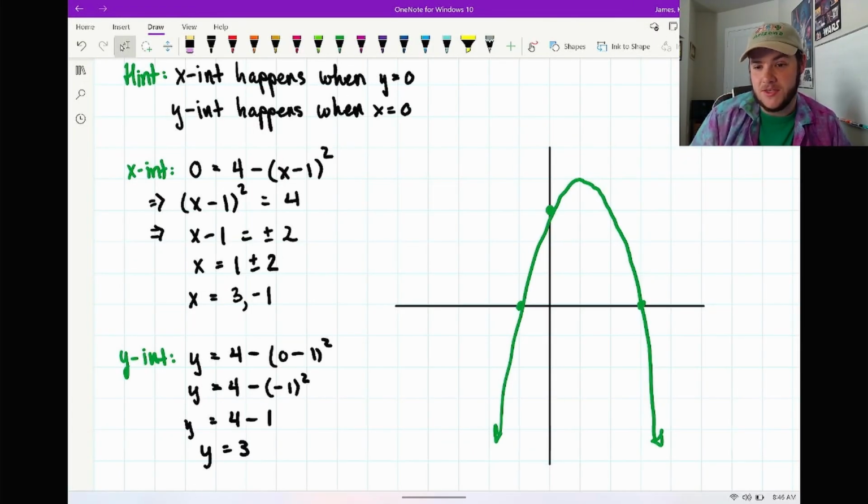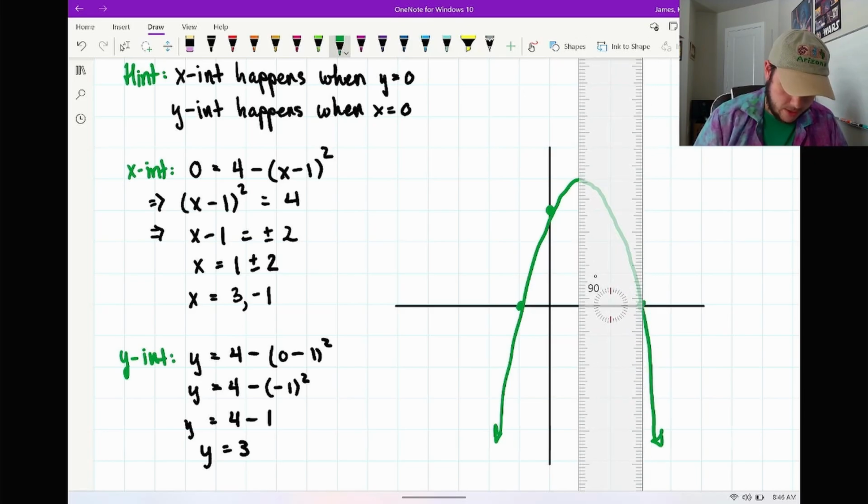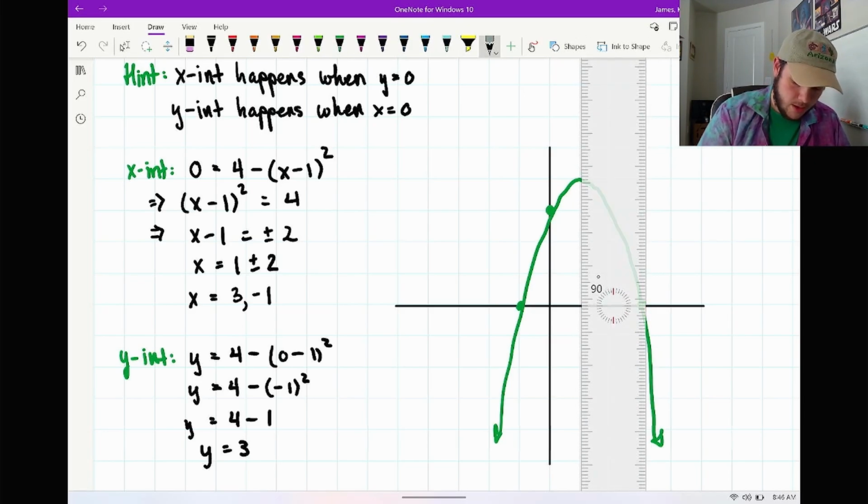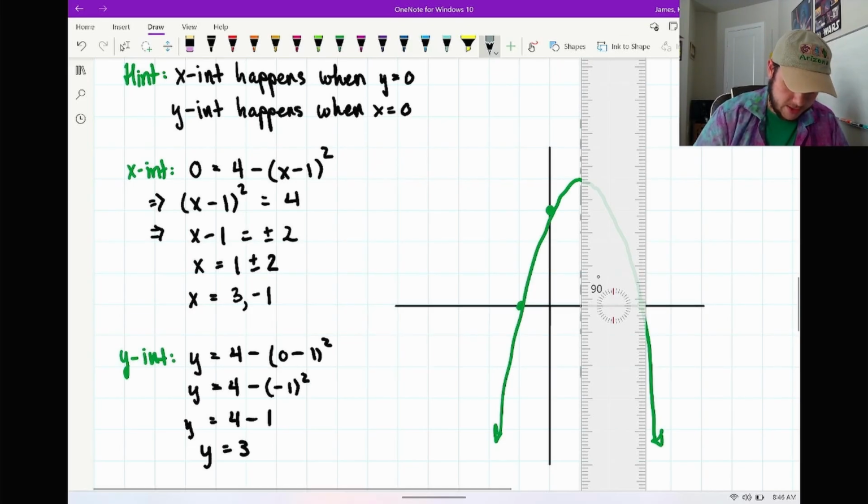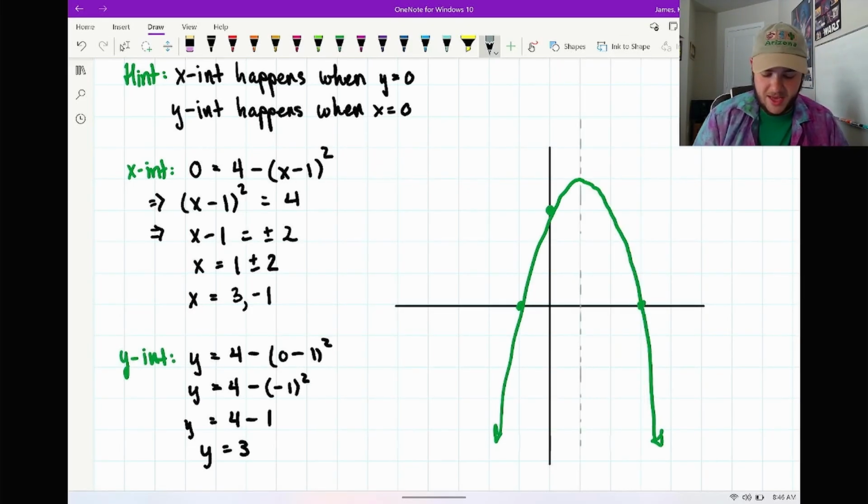I found the x-intercepts to be at 3 and negative 1, and the y-intercept to be at 3. Notice that I have two x-intercepts because this is a quadratic equation. I should have two solutions. Also, I can infer, based on the fact that my x-intercepts are 3 and negative 1, that right in the middle of that, at around x equals 1, I have my axis of symmetry. That also tells me my vertex is going to take place here. So that just gives me a little bit more information to sketch the graph.